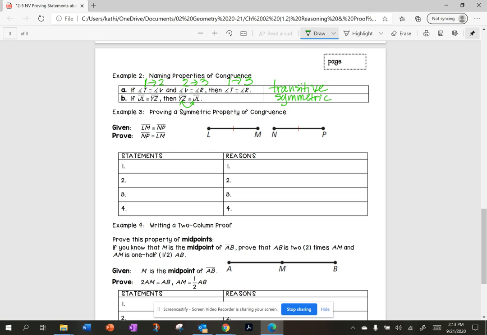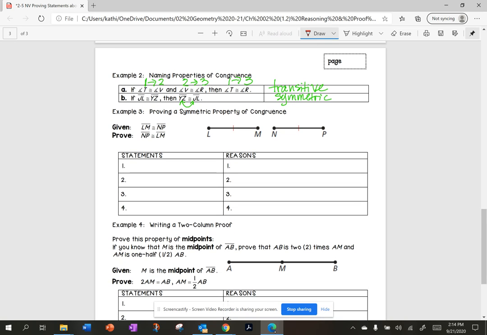All right, let's try another example with a proof. This time I didn't fill in any of the parts for you, but I know at least 3 parts I can always fill in. So let's start out with, this one's asking me, given that segment LM is congruent to segment NP, and I'm showing that with tick marks on my segments, I want to prove that segment NP is congruent to segment LM. So when we're writing our proofs, I always start out with whatever's given.